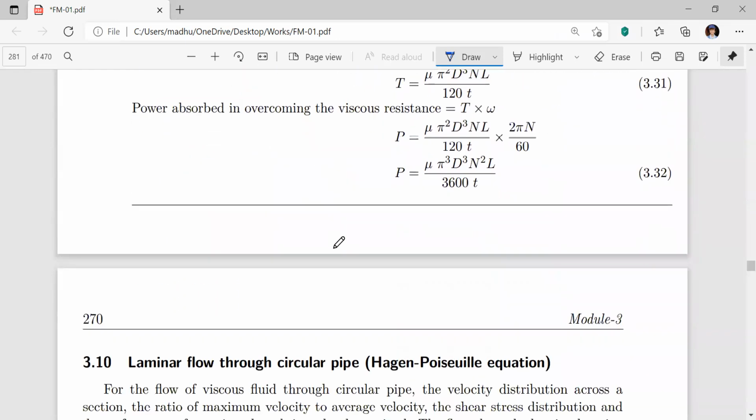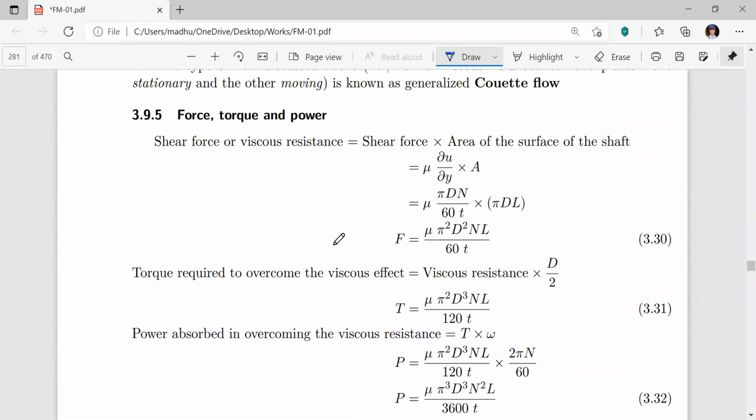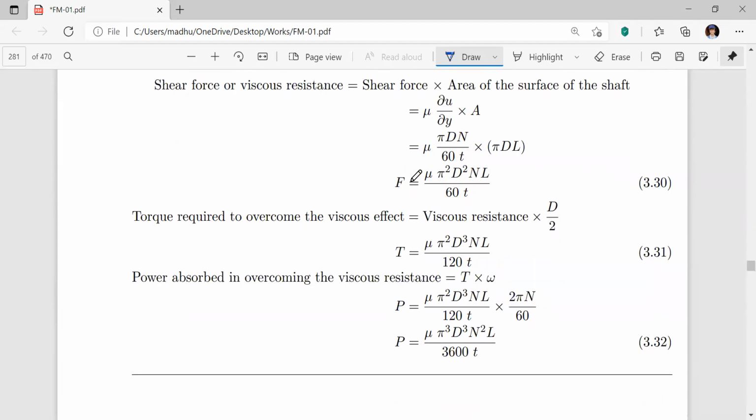The last three expressions are force, torque, and power. The force is derived using the shear force or viscous resistance, which is equal to shear stress into the area of the surface of the shaft. Shear stress is mu into du by dy, into area. Du is pi D N, which is the velocity. Dy is 60 into t. Pi D N by 60 is U. t is the thickness, that is dy. Area is nothing but pi D into L. Therefore, substituting, we will get force equal to mu into pi square D square N L by 60 t.